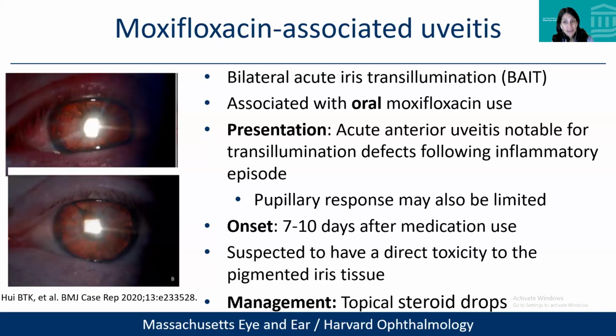So they present with an acute anterior uveitis, so very different from HORV. And then the transillumination defects are very dramatic, as you can see in this representative case from a case report in 2020. Their pupils often don't respond well to light.